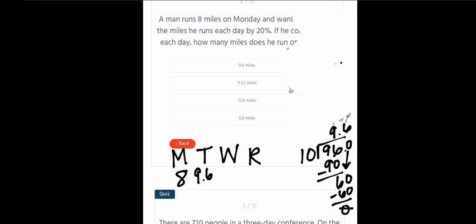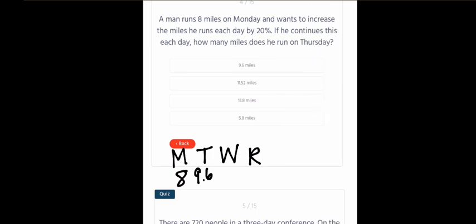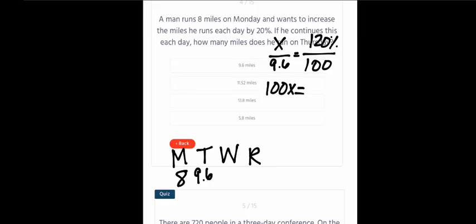I'm going to erase this because guess what? I have to do it again and find out the number for Wednesday. So now 9.6. I'm finding 120% of that right there. Okay? So 100x equals 9.6 times 120. Let's work it out up here. Remember, we leave the decimals alone until it's time to get the answer.